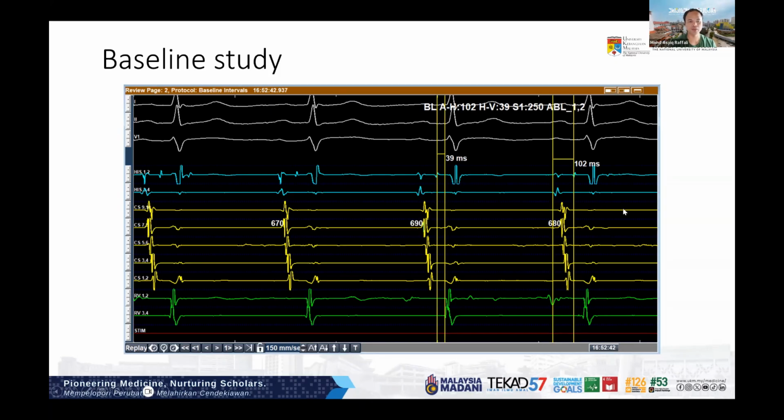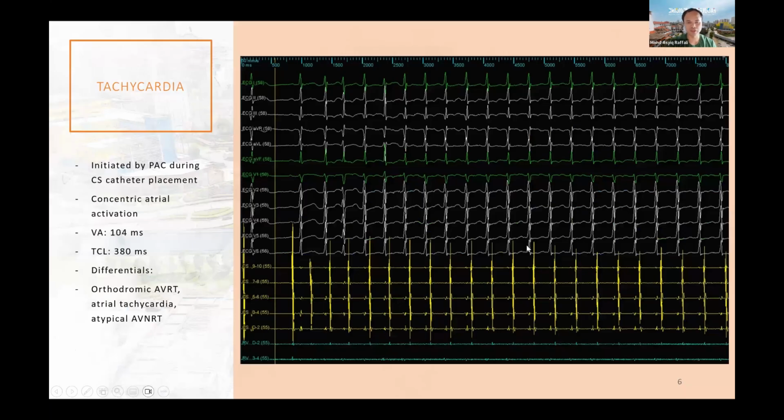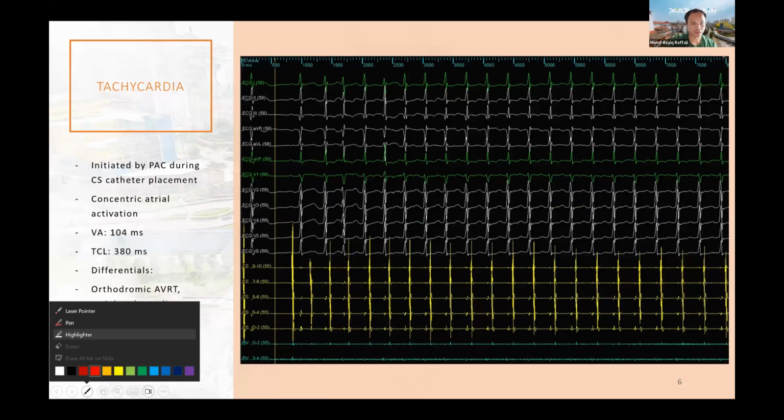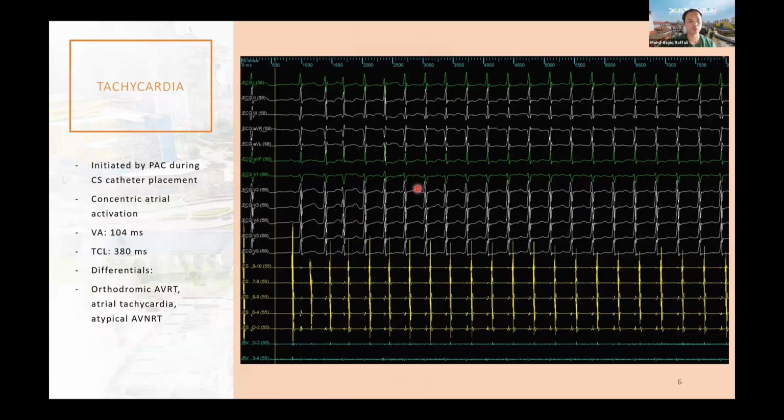During manipulation of the CS catheter, the patient suddenly developed tachycardia. As you can see, it's a concentric atrial activation, and the VA is about 104. The tachycardia cycle length is about 280. At this time, our differential was orthodromic AVRT, atrial tachycardia, or atypical AVNRT.